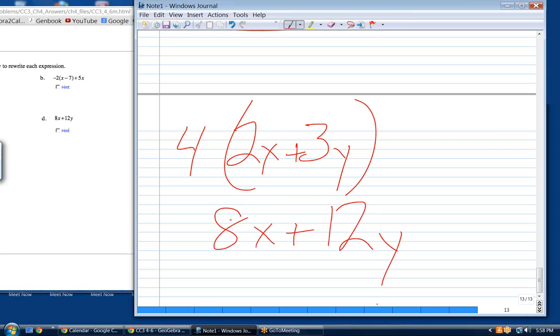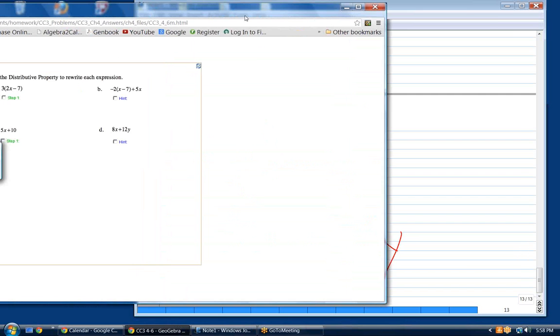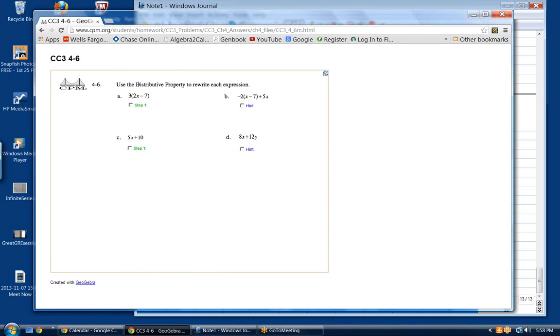So this problem is factor it, is what they meant to say. In other words, their instructions make sense for A and B, but they don't make sense for C and D. There's no distributing going on here. There's factoring.